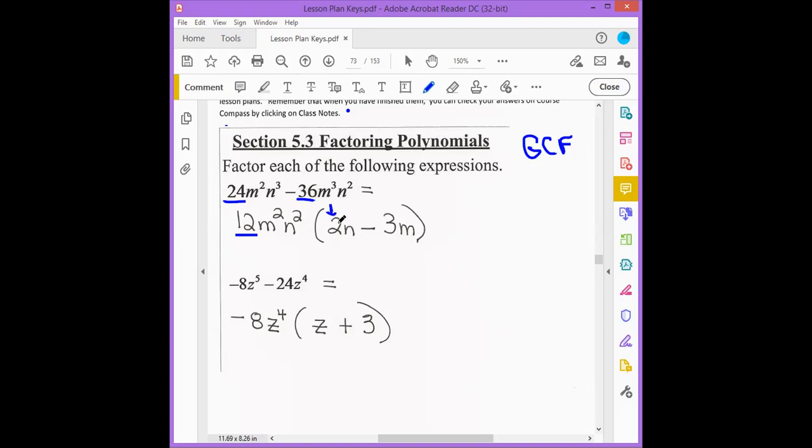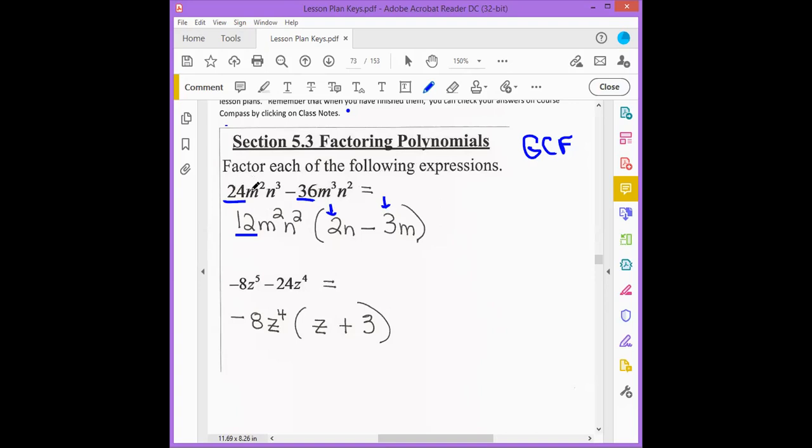That represents our first term. When we factor 12 from our second term, the minus 36, we get minus 3. We get 3, and we write that 3 in parentheses. Now we can find the GCF of variables as well.